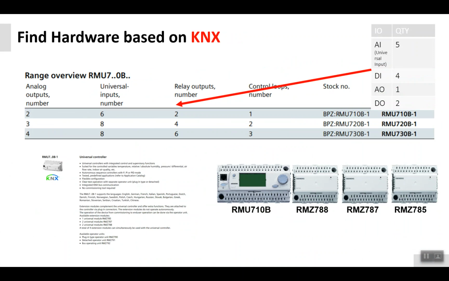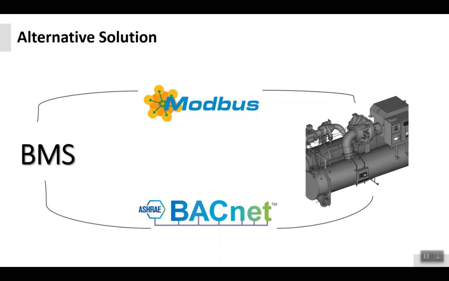Also from the Koenig side we can go with the single type to choose, for example, from RMU, the right controller and input output card next to it. So here you can see I provide you some alternative solutions.